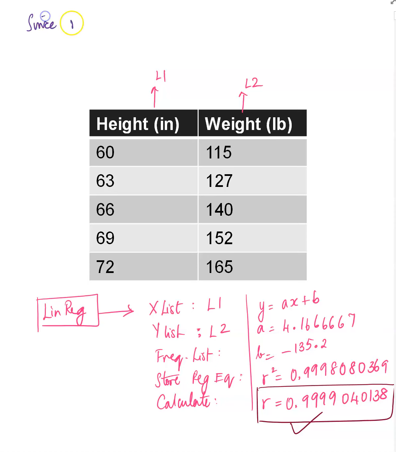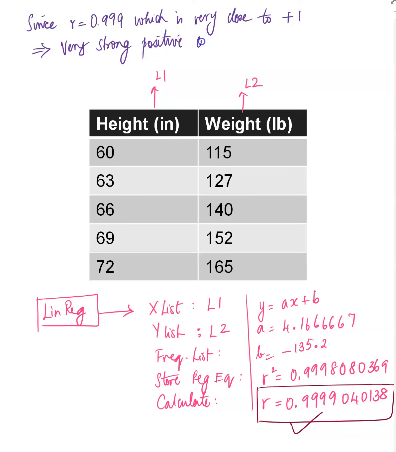Okay. Since r is 0.99, which is very close to positive 1, this implies very strong positive correlation, right? It's nearly perfect. If you have a strong positive correlation, it implies that as x increases, the y increases, right? That means as the height increases, the weight also increases.